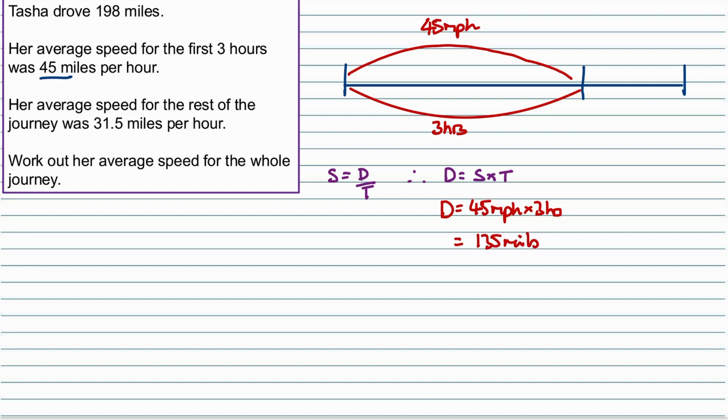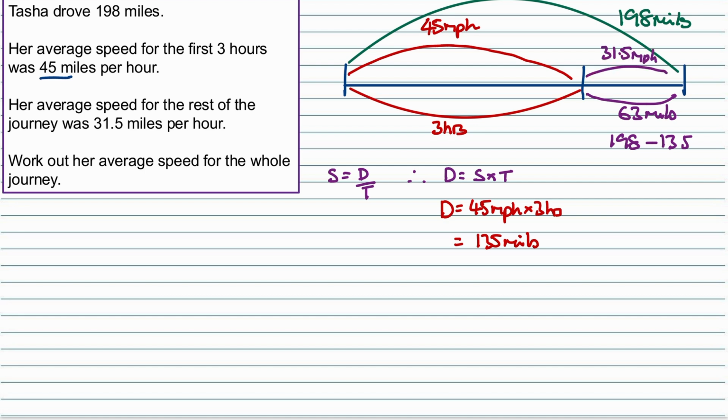And in the question, we're told that the overall distance is 198 miles. So the distance in the second part will be the 198 miles, take away the 135. This will give us 63 miles. And we're told this is covered at a speed of 31.5 miles per hour. So now we need to work out the time it takes for our second part of the journey.